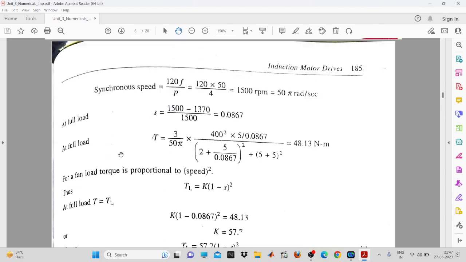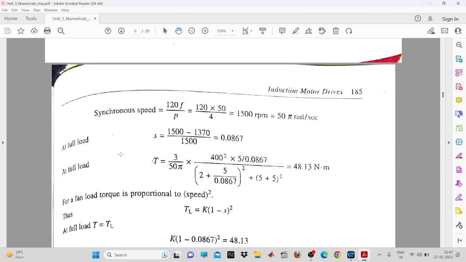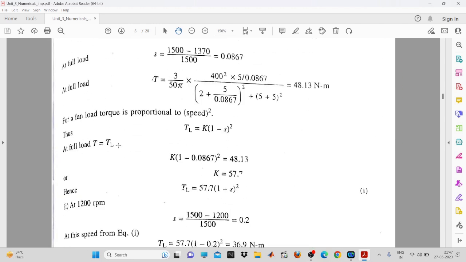So now, if you want to have the operating point, the operating point will be at T equal to TL. This T is the electromagnetic torque which is developed by the induction motor, and this is the TL. These must be equal. Only then your motor will be operating at a steady state, otherwise not. So now I think you can easily calculate the K value. Now TL will be equal to this.